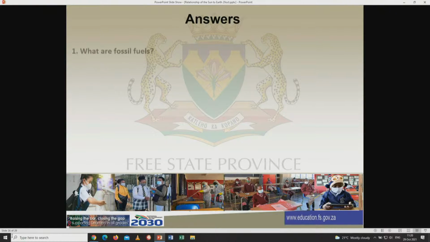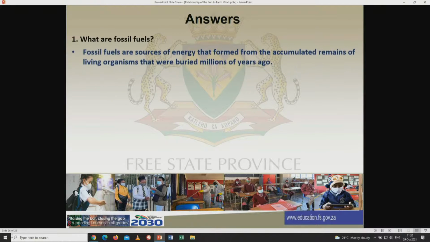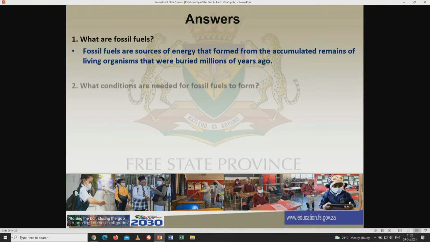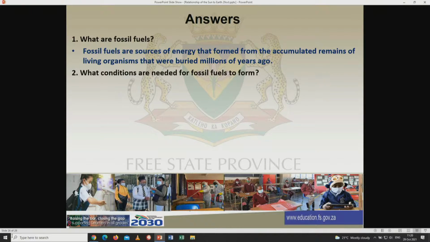For our answers, for question number 1, which says, what are fossil fuels? Fossil fuels are sources of energy that formed from the accumulated remains of living organisms that were buried millions of years ago. Question number 2, what conditions are needed for fossil fuels to form? You need pressure, heat, and time.